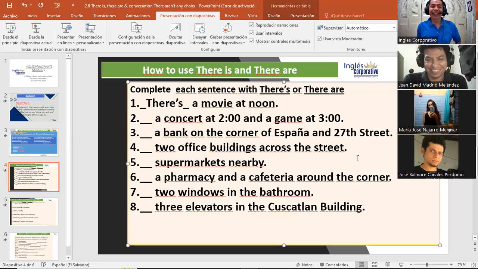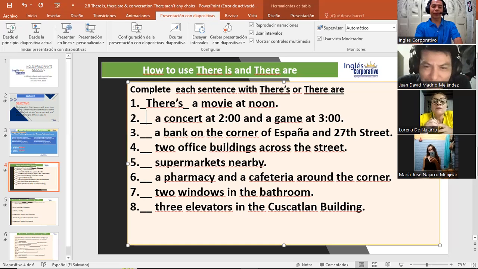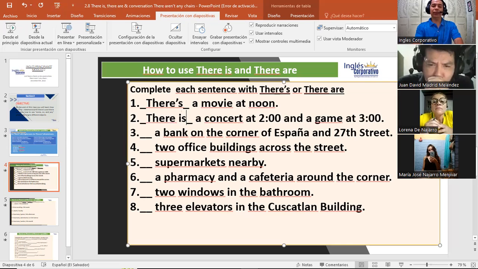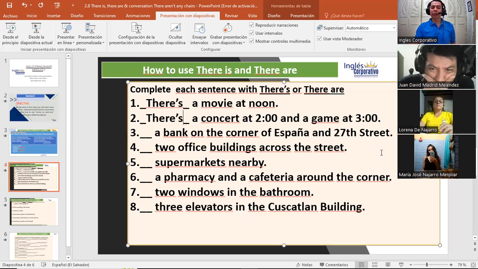Okay. A concert at 2 and a game at 3. There is or there are, Lorena? There is a concert. Do you want the contraction, yes or no, Lorena? Yes. Okay, nice. There's a concert at 2. But maybe you can say, teacher, but it says concert and game, so it's plural. No. In this case, because we have the conjunction and, we separate the concert and the game, right?